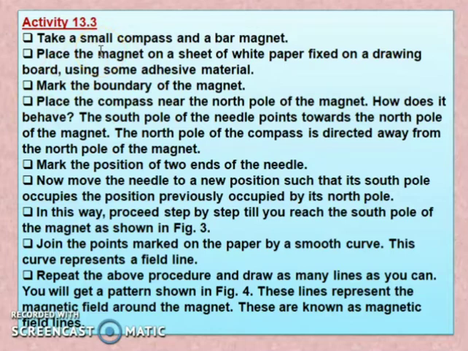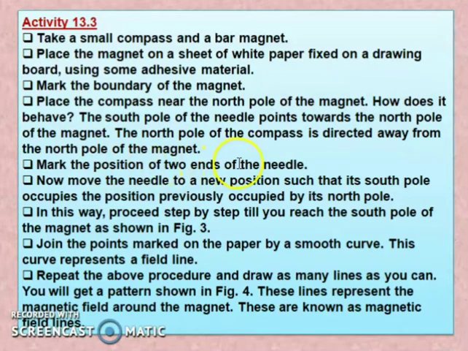Next, activity 13.3. Take a small compass and a bar magnet. Place the magnet on the sheet of white paper fixed on the drawing board using some adhesive material. Now mark the boundary of the magnet. Here we are taking one small compass and a bar magnet. Draw the boundary of the magnet. Now place the compass near the north pole of the magnet. How does it behave? The south pole of the needle points towards the north pole of the magnet. That is, the north pole of the compass is directed away from the north pole of the magnet.